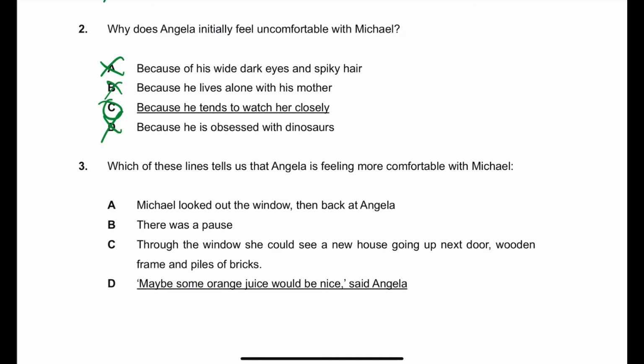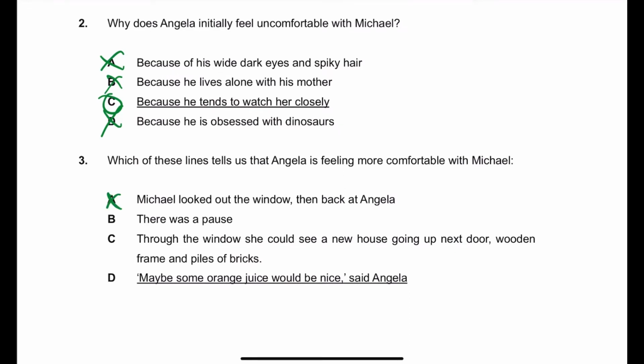So question 3, right? Michael looked out the window, then back at Angela. That seems a bit awkward, a bit hesitant, a bit uncomfortable. So that's not true. The emotion that I'm getting from this sentence is discomfort. There was a pause. This, I think, is awkward, especially if it's a first time meeting and this is the case for them. So this really emphasizes the awkwardness of their interactions.